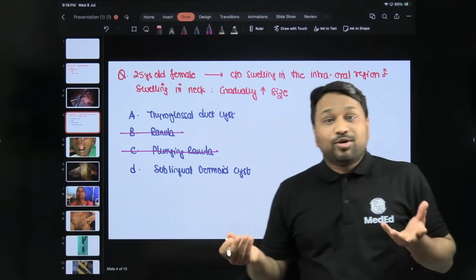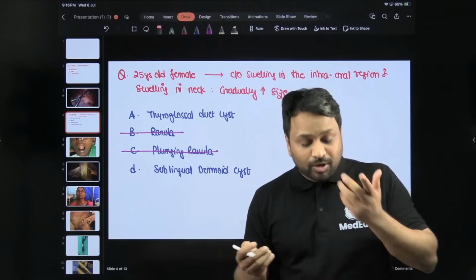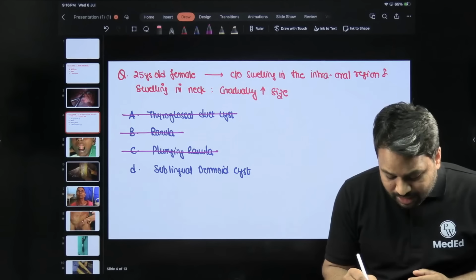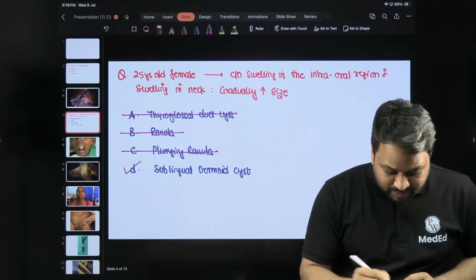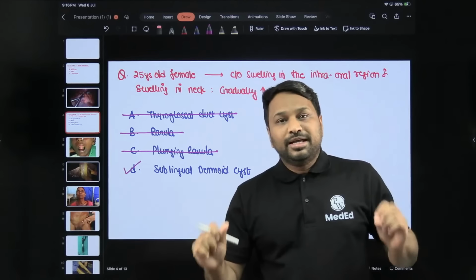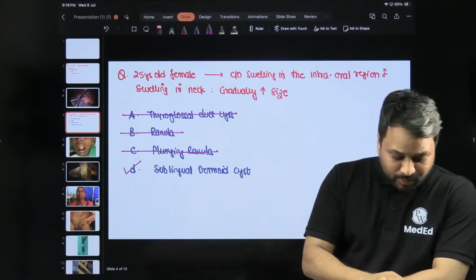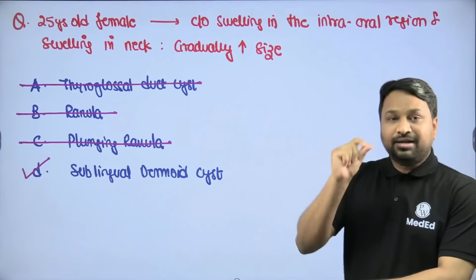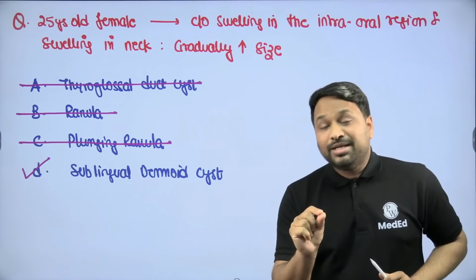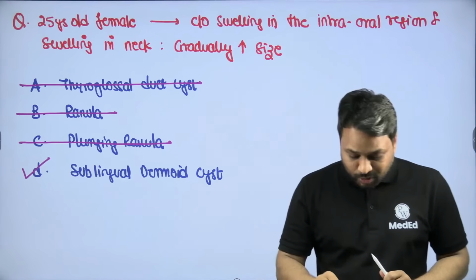It cannot be a thyroglossal duct cyst because a thyroglossal duct cyst is in the midline of the neck, not in the intraoral space. So, I can rule this out. By simply ruling out the options, you now get the answer, which is going to be sublingual dermoid cyst. This is a tricky question. That is why I wanted you to emphasize on the video here. I will again tell you why this is not a plunging ranula, why this is not a ranula, why this is a sublingual dermoid cyst.